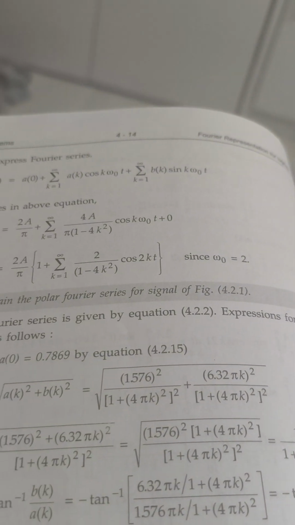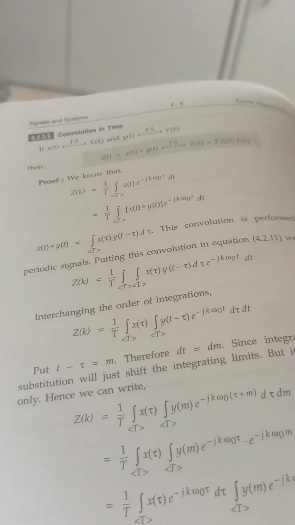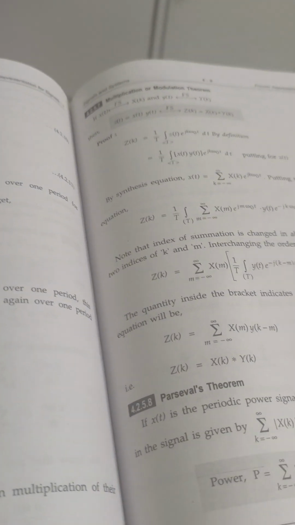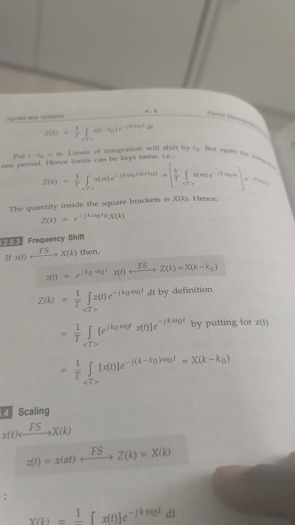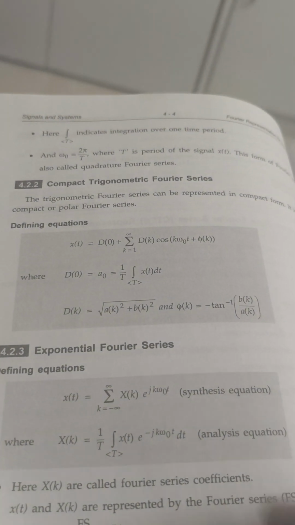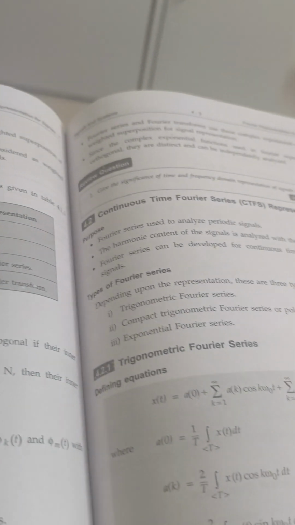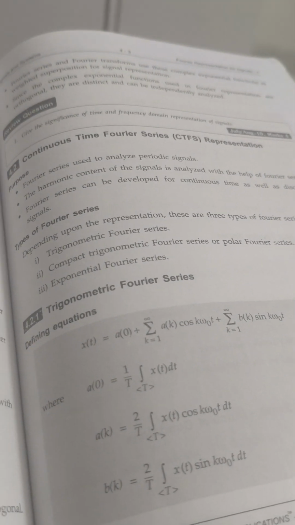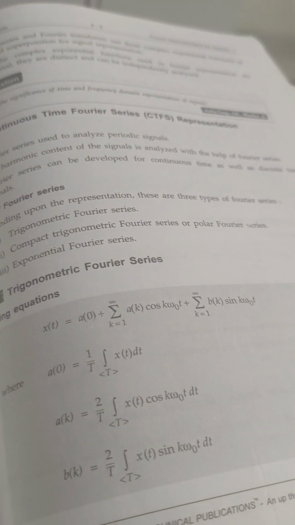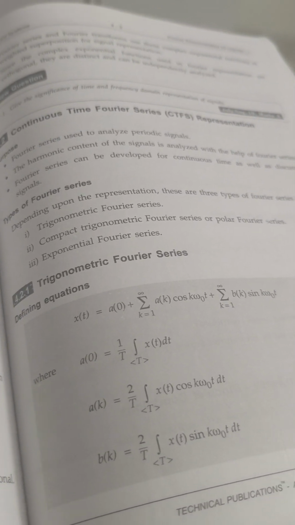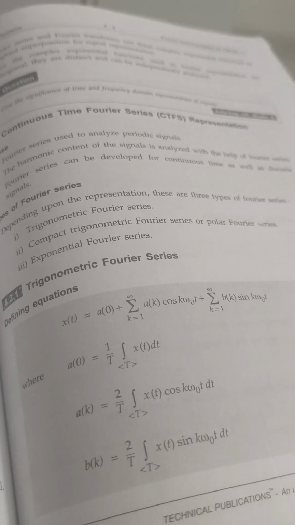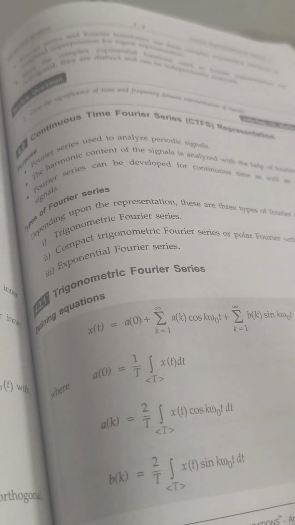We know that we can represent signals in the form of Fourier series. There are different types of representation of Fourier series. Depending upon the representation, these are the types of Fourier series: trigonometric Fourier series, compact trigonometric Fourier series, or polar Fourier series, and exponential Fourier series.